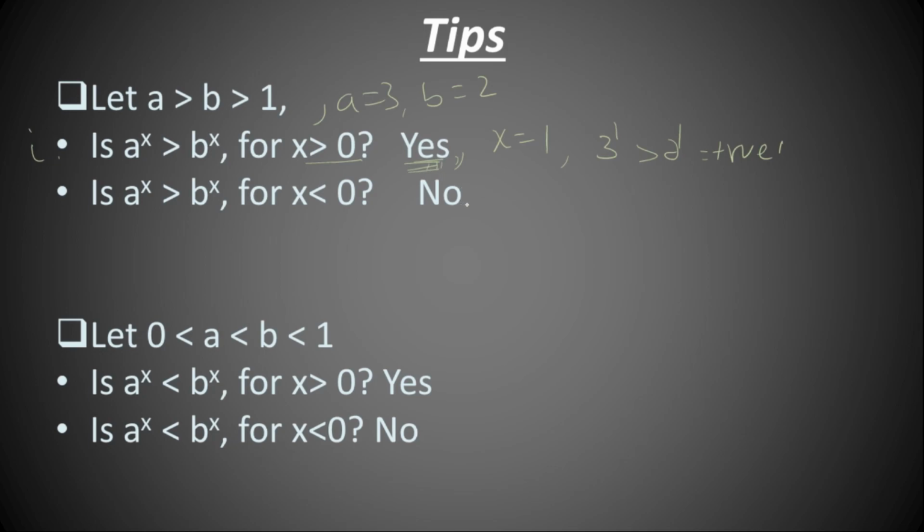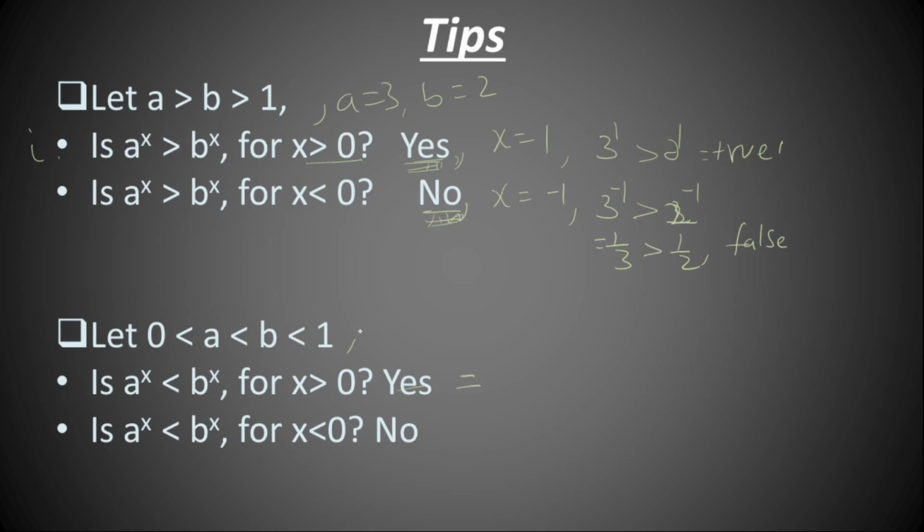For the second statement, if x is a negative number, what will happen? Is it always true? 3 to the power of minus 1 is greater than 2 to the power of minus 1. Is it true? Since the exponent is negative, it can be written as 1 over 3 is greater than 1 over 2. It is false, because 1 over 3 is smaller than 1 over 2. When you crisscross it, this means 2 is greater than 3, which is false. So the answer is no.